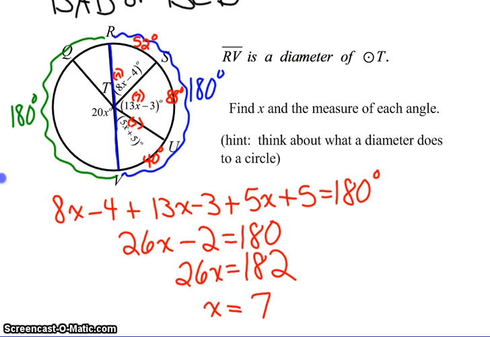20x over here on the other side of our circle then is 140 degrees. 20 times 7. So arc QV is 140 degrees. Now since that side of the circle adds to 180, that means arc QR has to be 40 degrees, so angle QTR is 40 degrees. Notice how finding x, we were able to find every central angle and every arc on the circle.